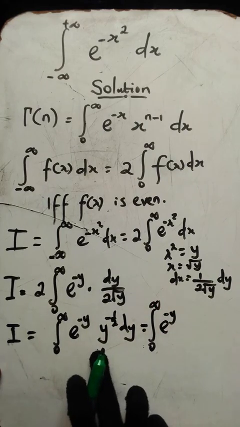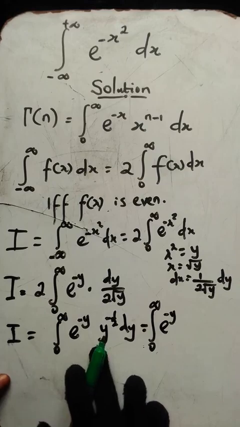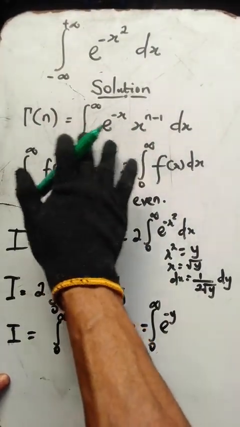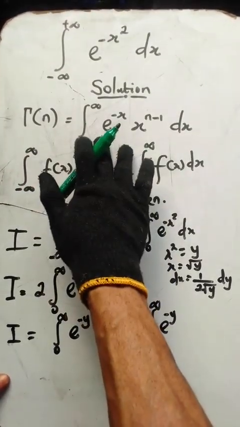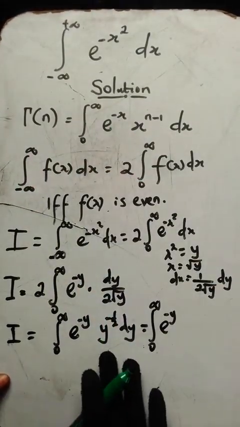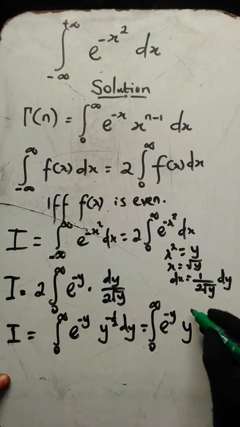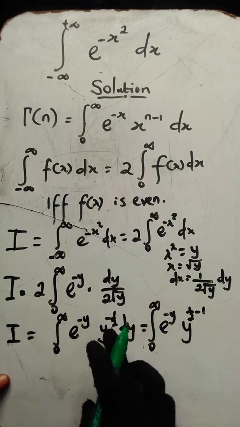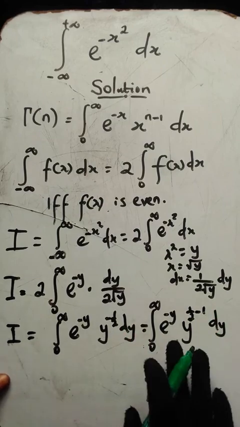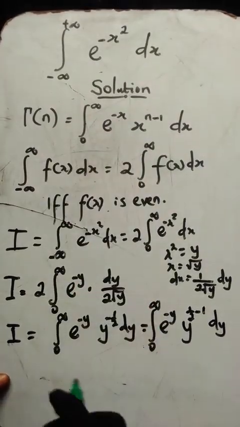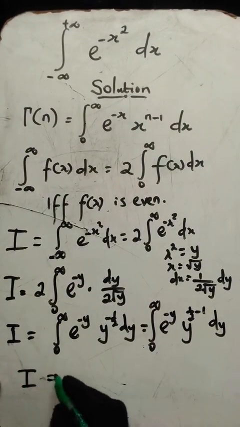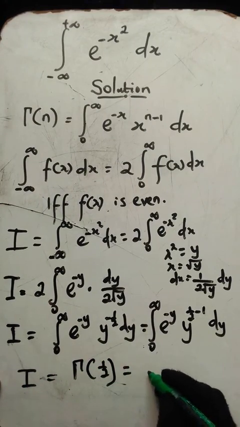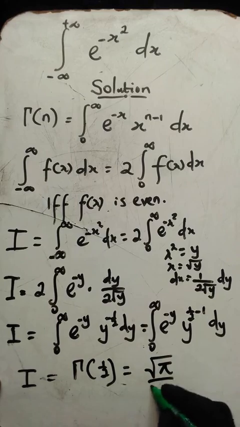Now, I want to rewrite this so that it looks like the gamma function here. So I will write it as y raised to the power 1 over 2 minus 1, since I know 1 over 2 minus 1 is negative 1 all over 2, then dy. So this looks exactly like this. So now we have I equal to the gamma of 1 all over 2, and the gamma of 1 all over 2 is equal to square root of pi.